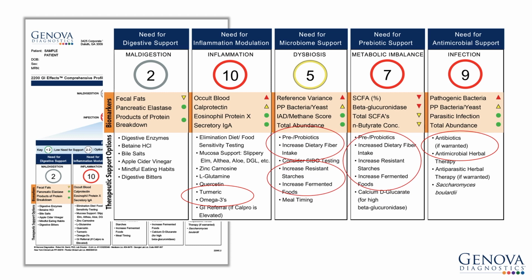Because the metabolite imbalance and dysbiosis sections were in the red and yellow, suggesting high and moderate need for support, pre and probiotics, fiber, and resistant starches would be good to incorporate.